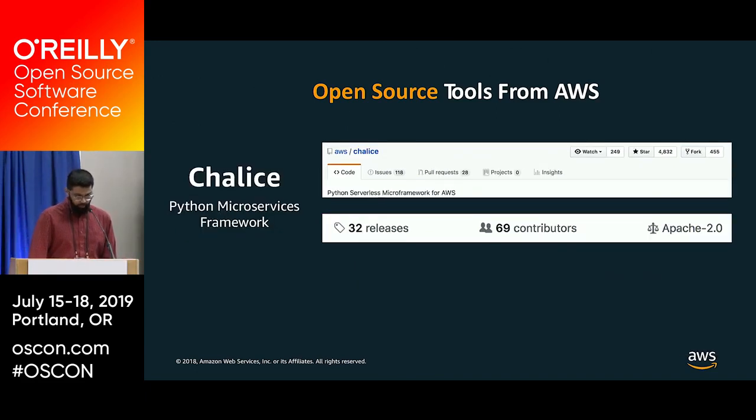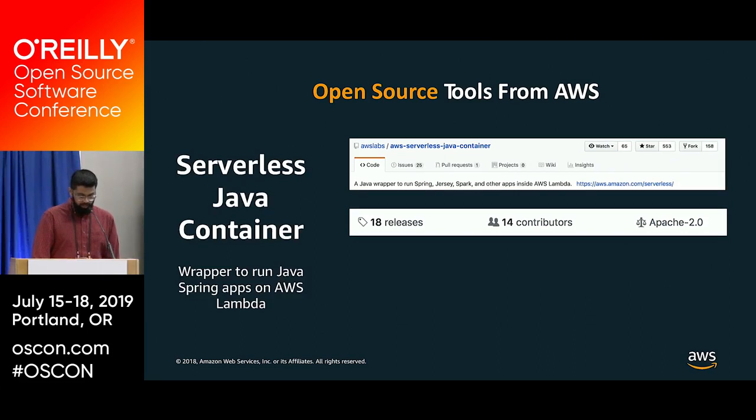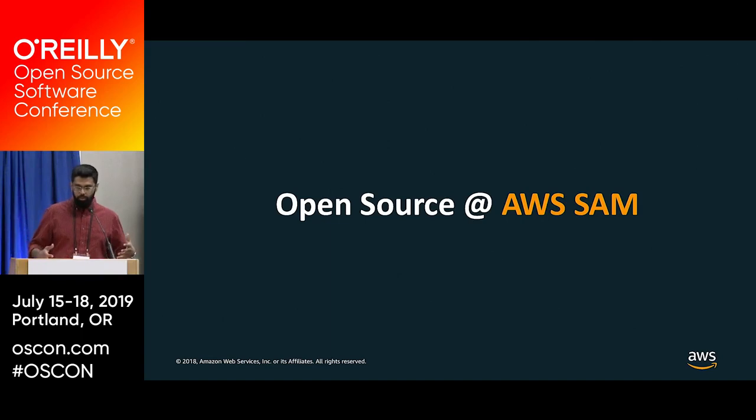Amplify is another open source tool that helps you build web and mobile backends with serverless technologies. Chalice is a Python microservice framework. They GA'd last year, and it's pretty fast and simple to take a Flask Python application and then deploy it to serverless. Serverless Express lets you run Express.js applications on Lambda without modifications. Serverless Java Containers is a similar Java wrapper for Spring and other Java frameworks. All of these tools have a vibrant ecosystem of developers working with AWS to contribute code and software.